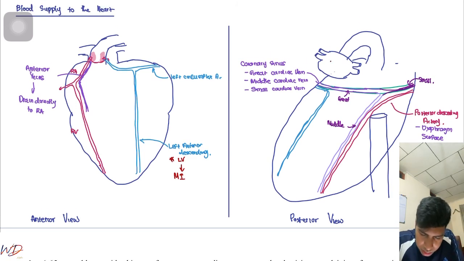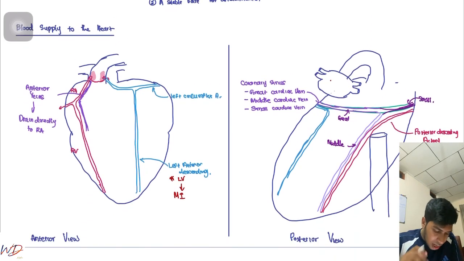So we'll quickly recap this. The blood supply of the heart begins with the arteries, and the first branches of the aorta are the coronary arteries, the left and the right. The right coronary artery will go supply the right side of the heart, go behind and supply the posterior aspect of the heart.